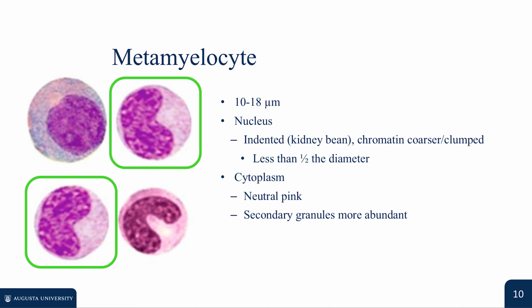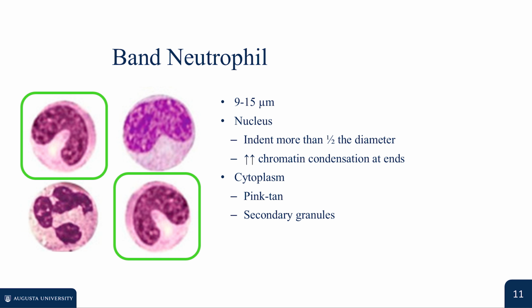Following division, the cell becomes a metamyelocyte, measuring 10 to 18 micrometers, which is strictly post-mitotic. Its nucleus demonstrates a classic kidney bean shape, where the indentation is less than half the diameter of a hypothetical round nucleus. The band neutrophil measures 9 to 15 micrometers with an elongated C or S-shaped nucleus.